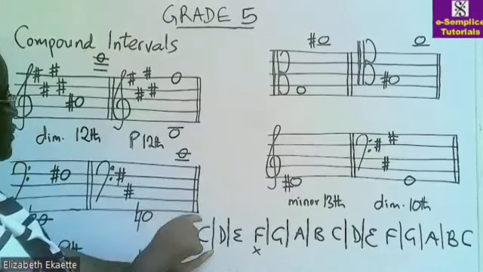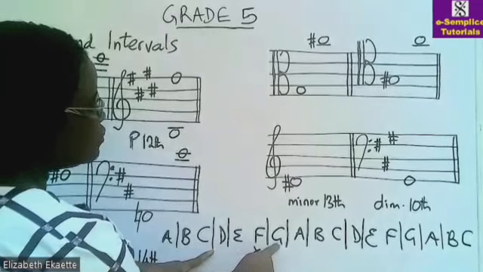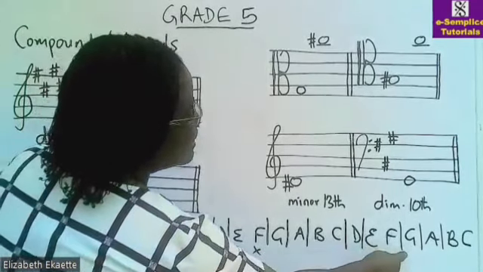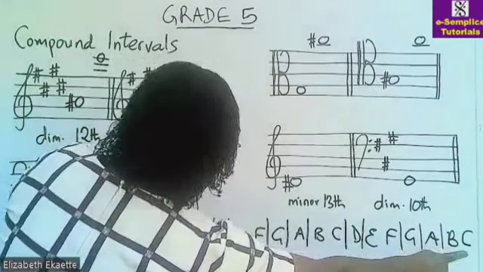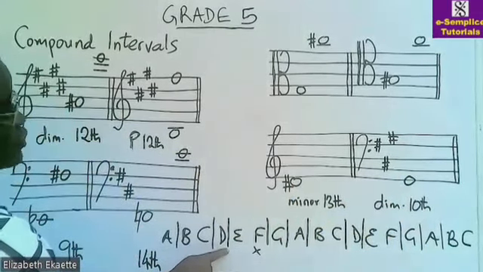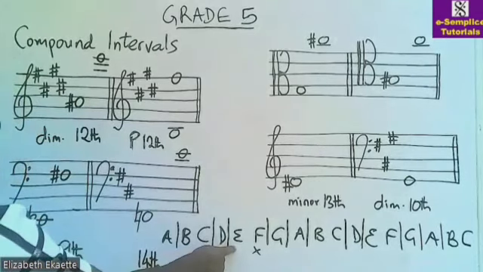Now let's count the semitones existing starting from F. So 1, 2, 3, 4, 5, 6, 7, 8, 9, 10, 11, 12, 13, 14, 15, 16, 17, 18, 19, 20, 21, 22, 23. So I have 23 semitones.